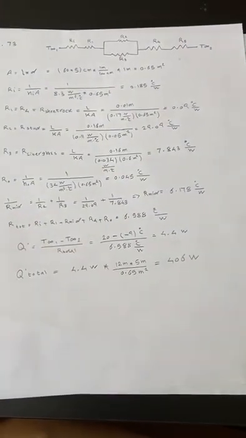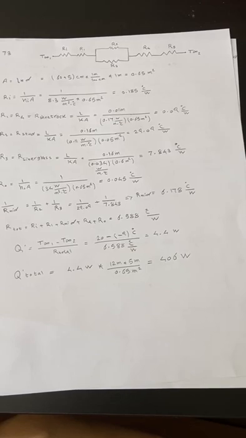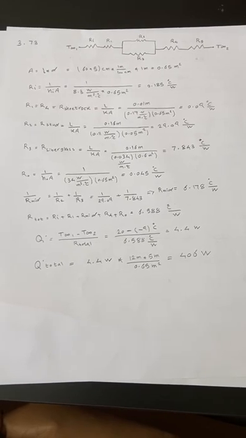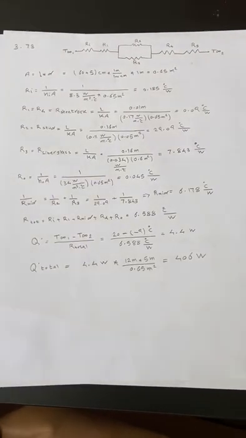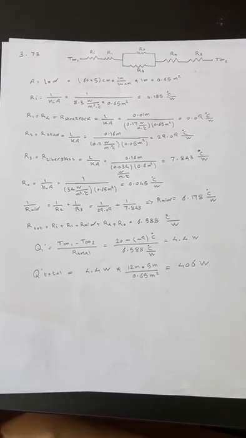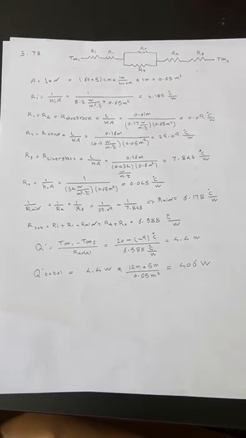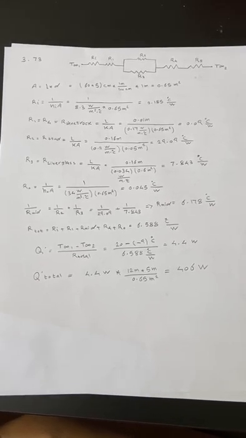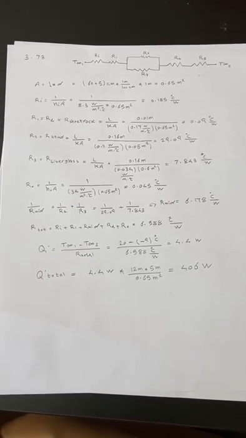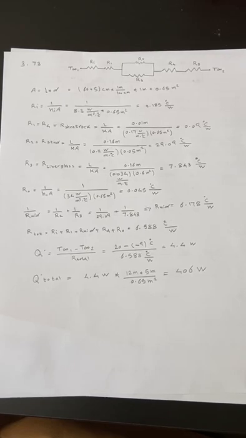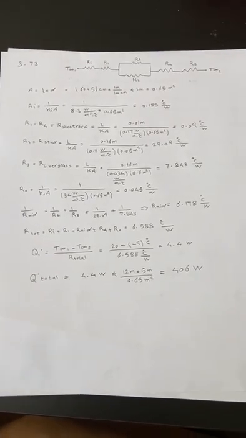Next question is question 373. It is a wall with layers of sheetrock and a space filled with fiberglass. So we calculate the area and Ri, R1, R2, R3, R1 and R4, where the sheetrock is the same, and R3 is our fiberglass, and R2 and R3 are in parallel together. So we calculate the total resistance, and again we find the Q total with T infinity 1 minus T infinity 2 divided by the total resistance.